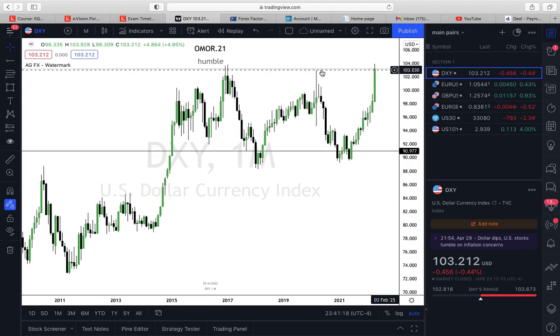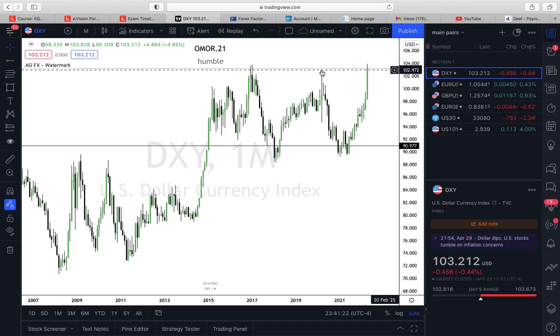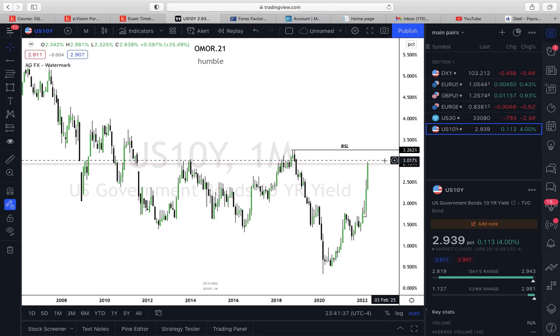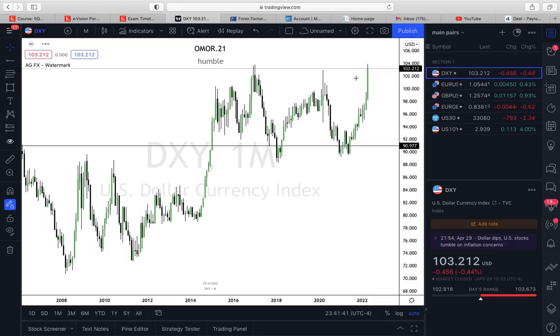My end conclusion, I want to see higher prices on the DXY. I want to see an energetic move away from this range. I want to see these highs swept clean, not just a shallow sweep. I want to see it broken through, right? Now, pairing that with the US 10-year, if the US 10-year is seeking this buy-side liquidity, the DXY should smoke these highs. Time will tell.